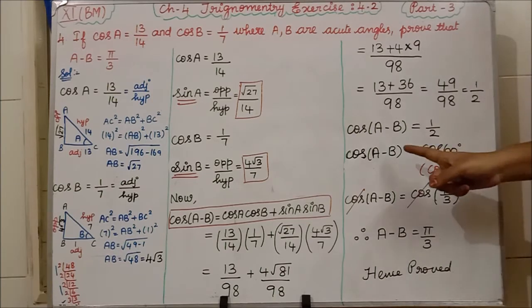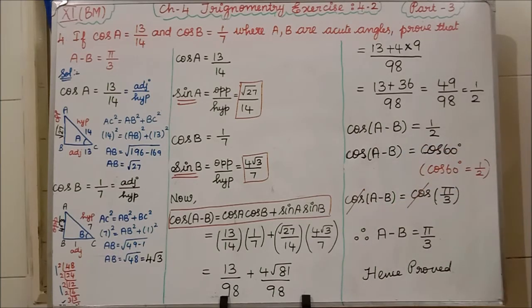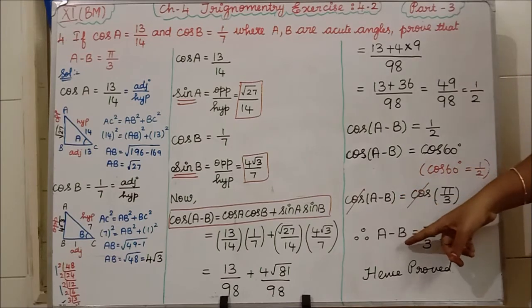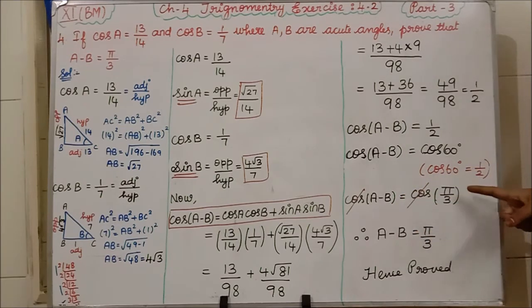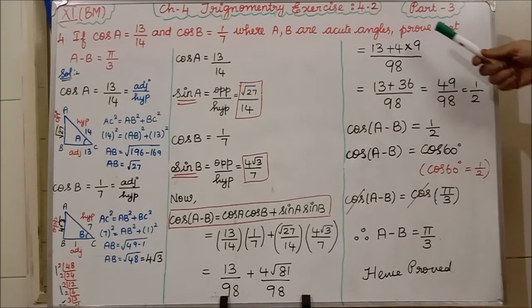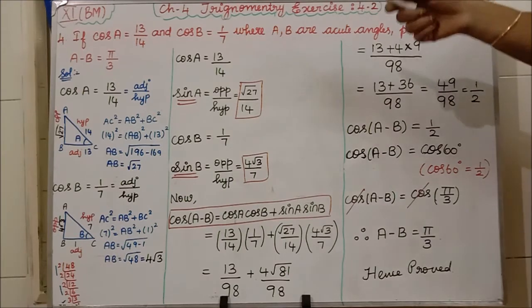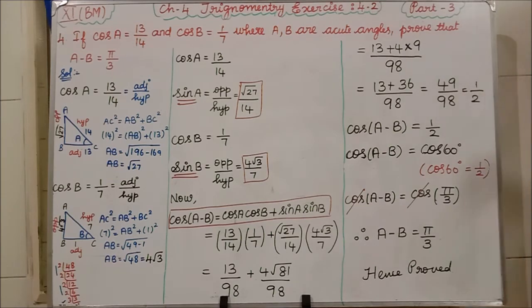So this side cos and that side cos get cancelled. What is left here? A minus B is equal to, this side, pi by 3. Okay, that only we have to prove. They are asking us to prove that A minus B equals pi by 3. So that only we have proved: A minus B equal to pi by 3. Hence proved, the last line we have to write. Clear, all of you, the fourth question?